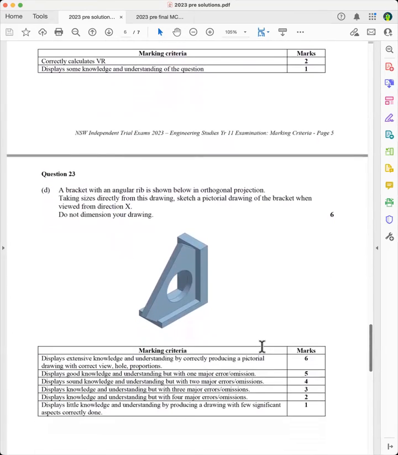Okay, the bracket with an angular rib is shown below in the orthogonal projection, taking size directly from this drawing. Sketch a pictorial drawing of the bracket when viewed in direction A. And this was reasonably well done. I've done it in isometric view, and it's best to use isometric, not oblique.